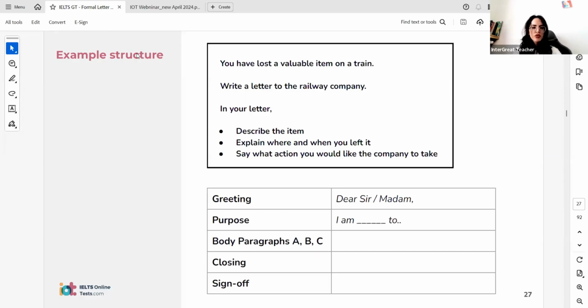So help me. I'm... very good. Exactly. I'm writing to do whatever, right? Exactly. So I'm writing to.